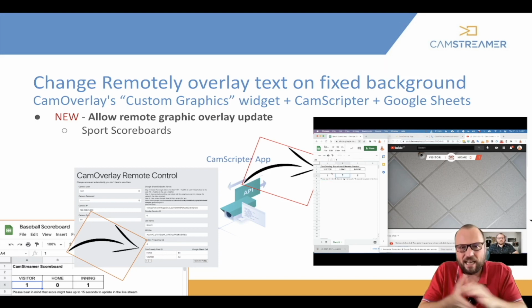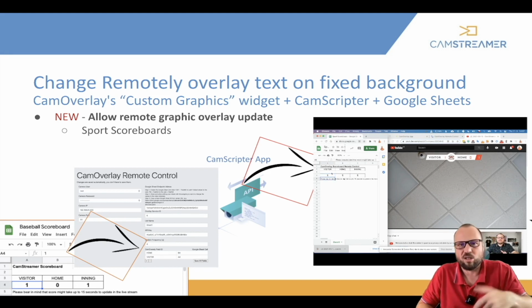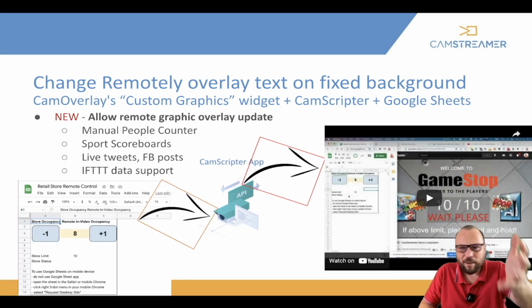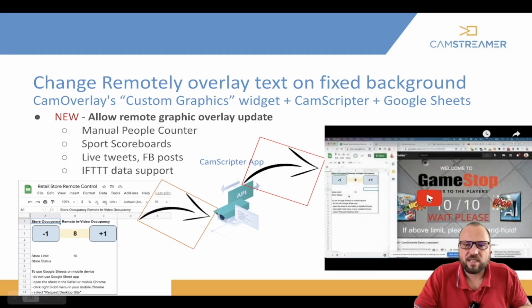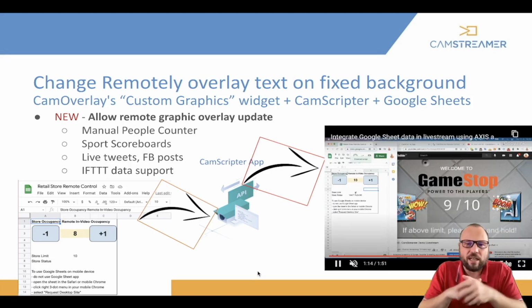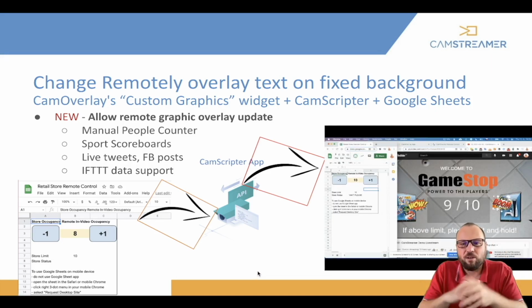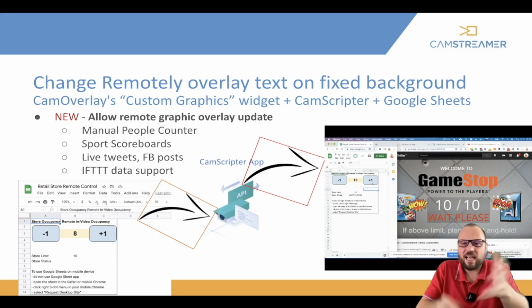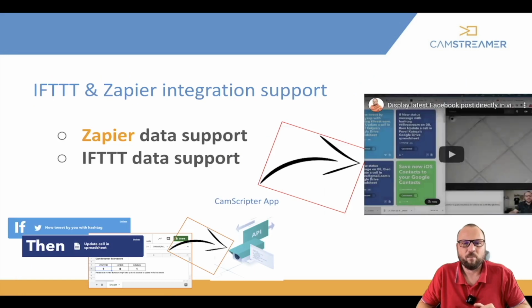And we already have dozens of implementations of this script, for example, for scoreboards where parents or people with no access can update the scoreboard. I made a GameStop, because GameStop is a popular game store in the US. I made a manual people counter using a Google Sheet. So the bouncer at the door is just updating the number of people inside on his mobile phone in Google Sheets, and it goes live into video.